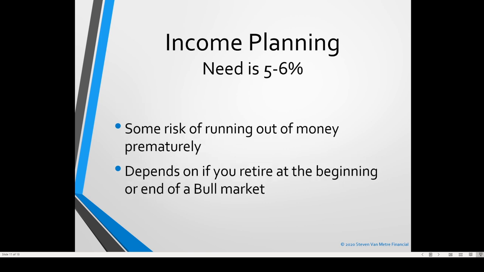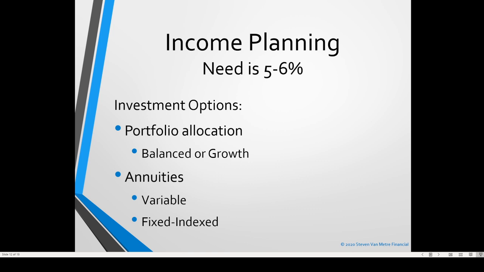If your need is somewhere between 5 to 6%, then you do have some risk of running out of money prematurely. It will depend on if you retire at the beginning or end of a bull market and how much risk you take. Your investment options would include either a balanced or growth portfolio where you own more stocks and bonds. And a variable or fixed index annuity with a living benefit might also work, but it's important to do your plan before you buy an annuity.